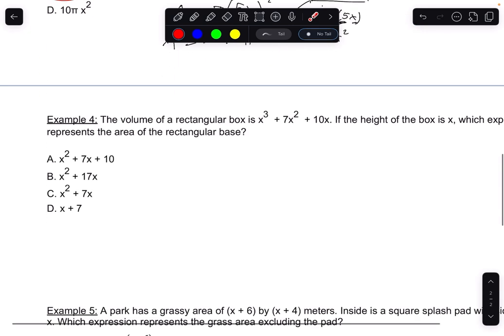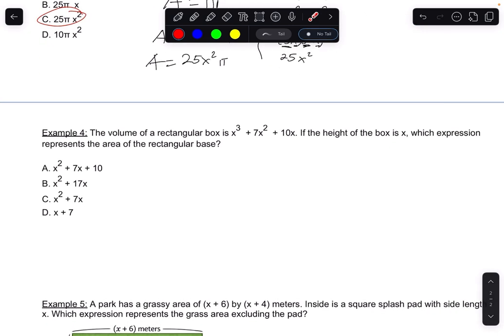All right. As always, number 4, if you haven't already attempted it, please try it. This is a trickier one. So pause the video if you haven't. Thank you for unpausing. Volume of a box is x cubed plus 7x squared plus 10x. The height is x. What expression is the area of the rectangular base?